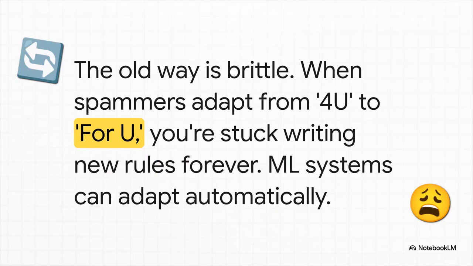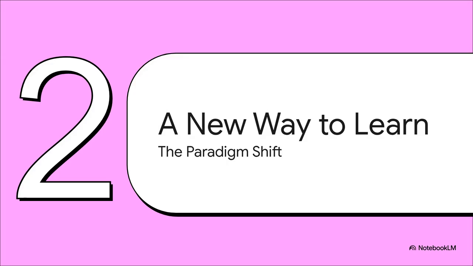And this gets right to the core problem. The old way is just so brittle. The second a spammer gets clever and changes "for you" to, say, "for you," well, your hand-coded rule is now useless. It breaks. You are stuck in this never-ending, frustrating game of catch-up. A learning system, on the other hand, it just sees that "for you" is popping up in a lot of spammy emails, and it adapts. No human intervention needed.